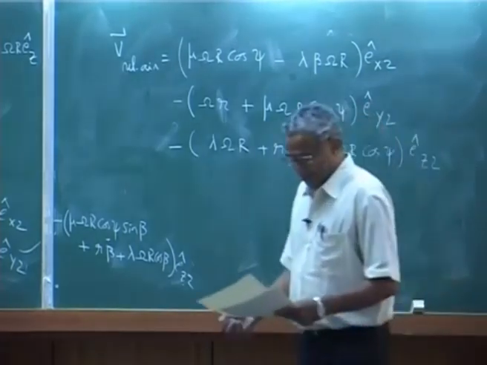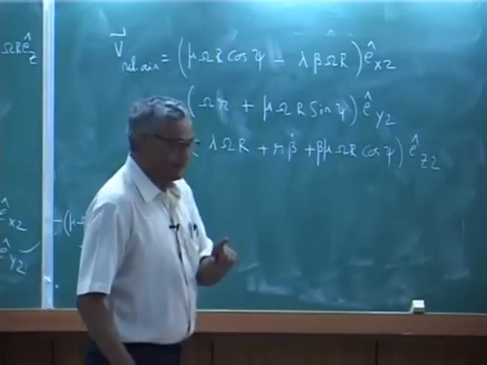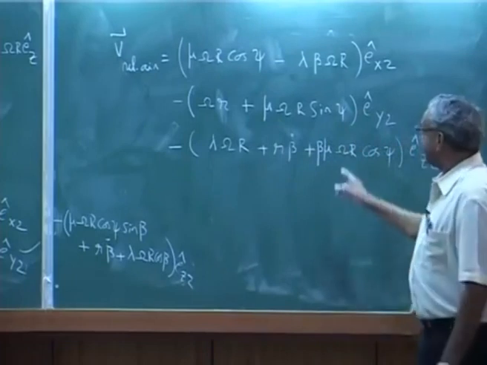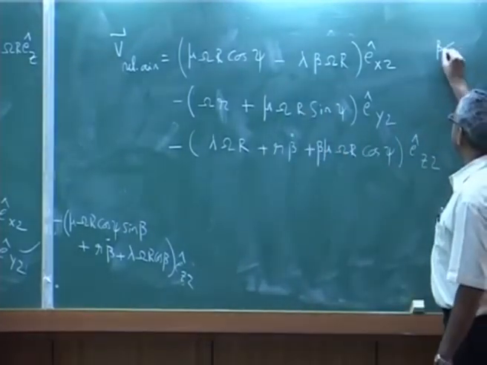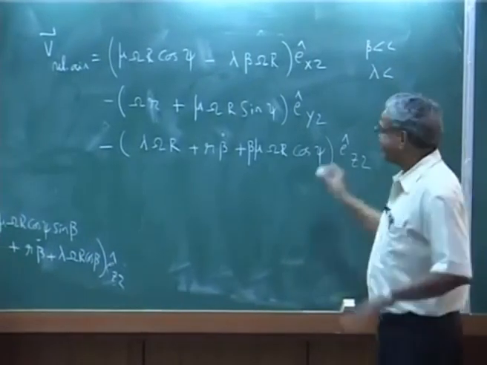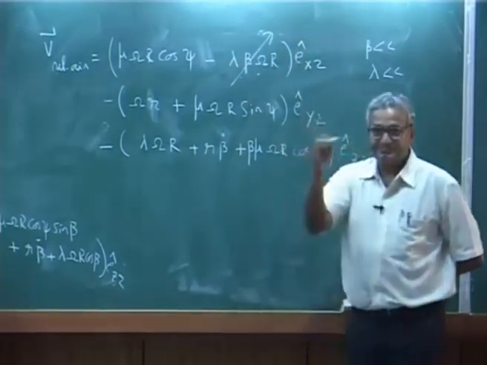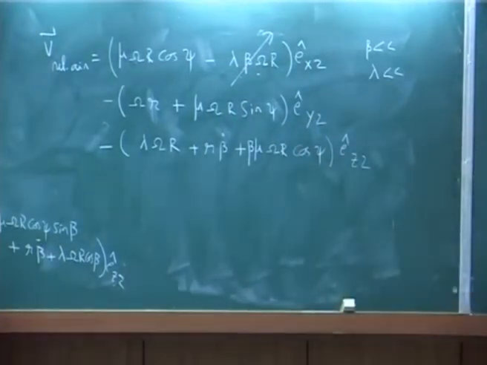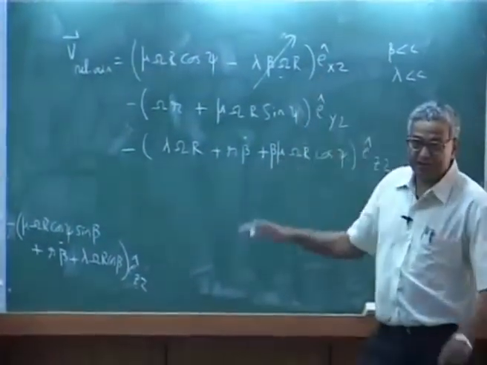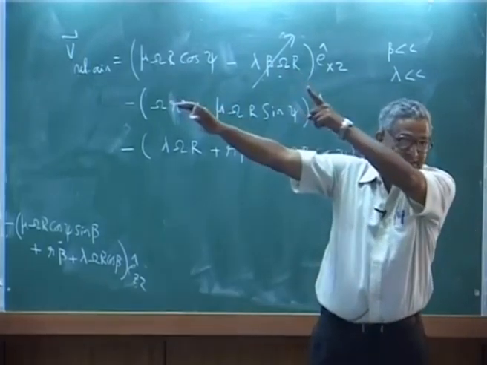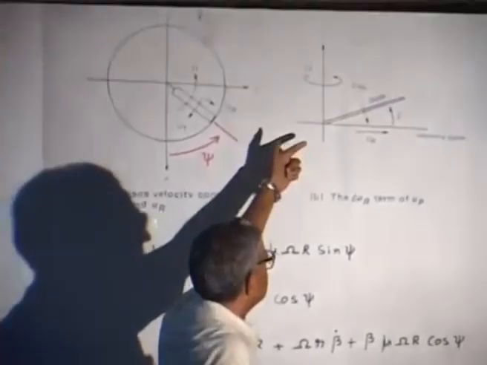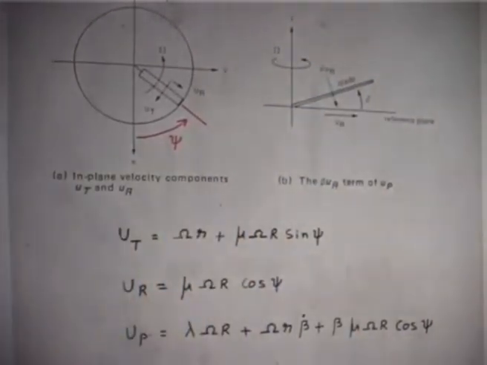Okay. Now I will briefly show the diagram, and here again I make one more assumption. Lambda is also small. So I say beta is small, lambda is also small. So the product of them I am neglecting. Okay. Now you see, I have written the expressions. Please understand, this is along x2. Along x2 means along the span of the blade it is going. That is this. Okay. You call it radial velocity.